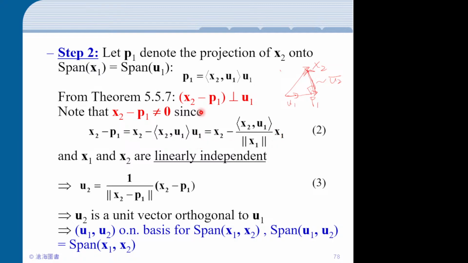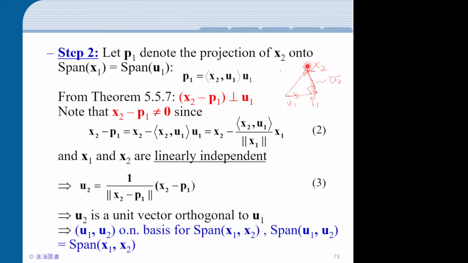Because X2 and X1 are linearly independent, this thing is zero only if every coefficient here is 0. But you see the coefficient of X2 is 1. So this thing is not a zero vector because you have a non-zero coefficient of 1 here. Okay? So this X2 minus P1 is non-zero, so we can normalize it, so it has norm 1. So now finally we found U2 here.